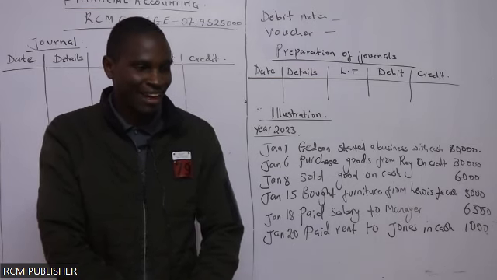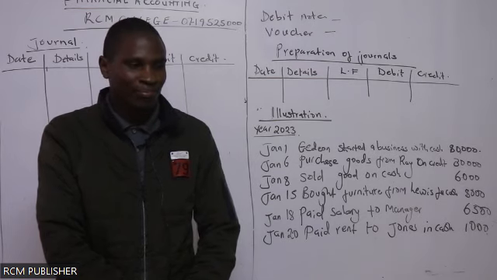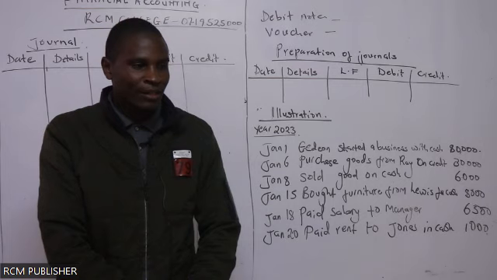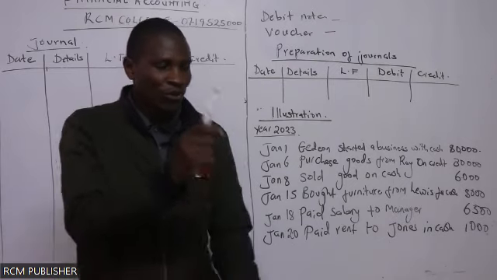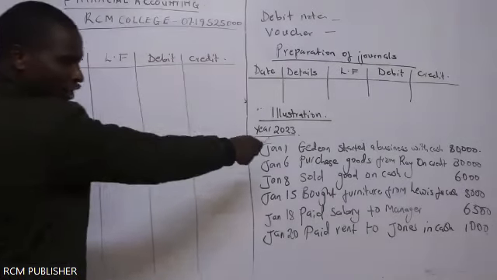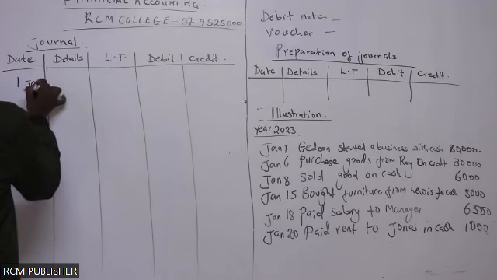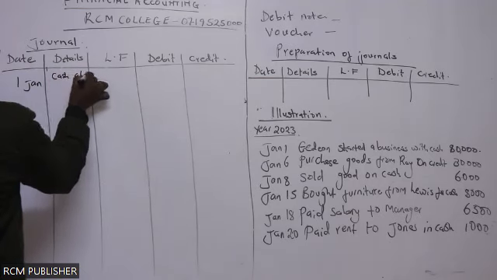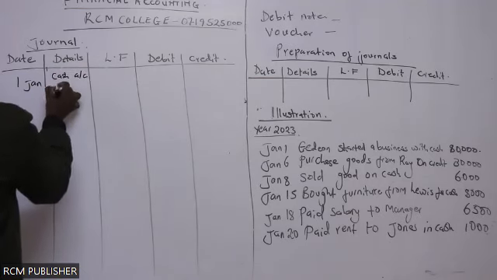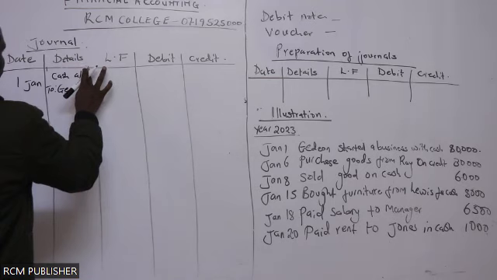No. We cannot stay like that. Cash account, right? Cash account to whose account? To Gideon. So this is date 1 Jan, of course. So we have debit cash account to Jones. We are calling the man Gideon, so this should be very wrong.